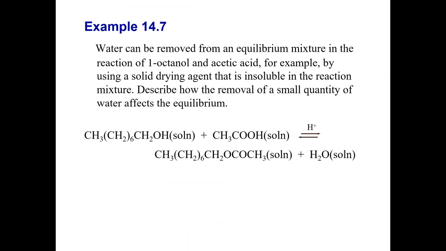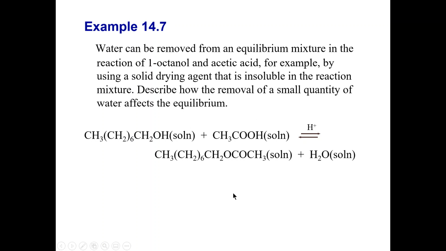All right. Okay, so let's look at this example, which is actually based on the same reaction. And in fact, this is the equation that I did not write on the previous slide. So this is your 1-octanol, this is your acetic acid, this is your octyl acetate, and this is your water. And the question says here that water can be removed from the equilibrium mixture in this reaction by using a drying agent that is insoluble in the reaction mixture. Describe how the removal of a small quantity of water affects the equilibrium.